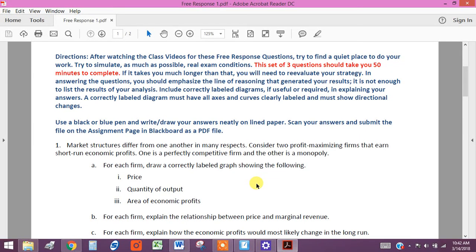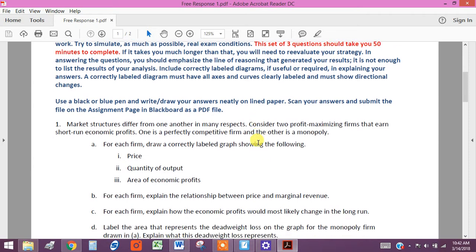Hi guys, we are looking at the first question for your free response 1 assignment, and you can see it right here. So the first thing that they're asking you to do here is to draw a correctly labeled graph for two profit maximizing firms that are earning short run economic profits. One is a perfectly competitive firm and the other is a monopoly.